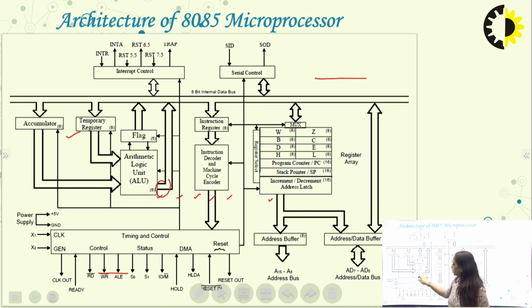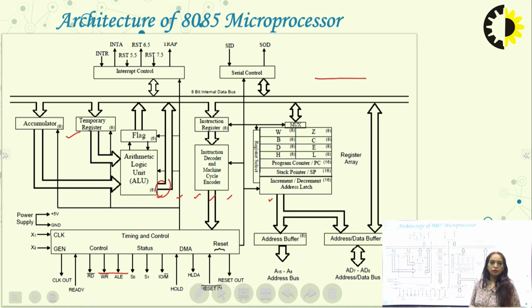Then after the execution in this ALU part, the flag contents will be updated and the accumulator will store the result. The lower side of the block diagram contains the timing and control unit, which contains the supply unit and ground. We must give a 5-volt supply to any IC, and each voltage needs some ground voltage. So supply voltage and ground. We have the clock frequency, the clock circuit generator, which is connected between X1 and X2.